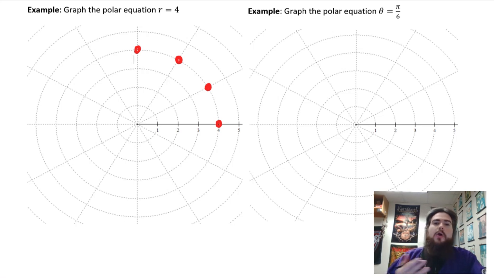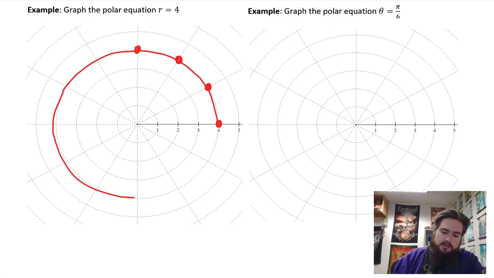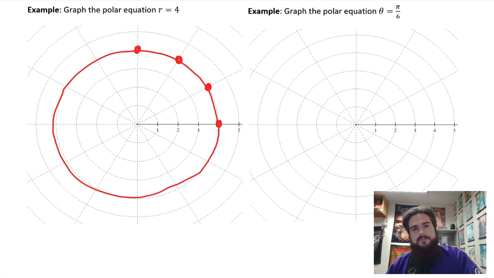If you connect all the points that this is going to include, not just the ones from the unit circle that we're familiar with, but everything in between, what we are going to get is a full circle of radius 4. That is what the equation of r equals 4 refers to. It is a circle centered at the pole that has a radius of 4.